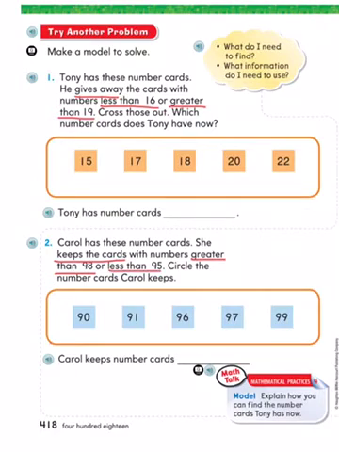Now remember, they remind you to circle the numbers that she's keeping, right? Otherwise, crossing out gets too confusing. So you're going to circle the numbers that are greater than 98 and circle the numbers that are less than 95. And then those are going to be the cards that Carol keeps. Go ahead and do that one now.